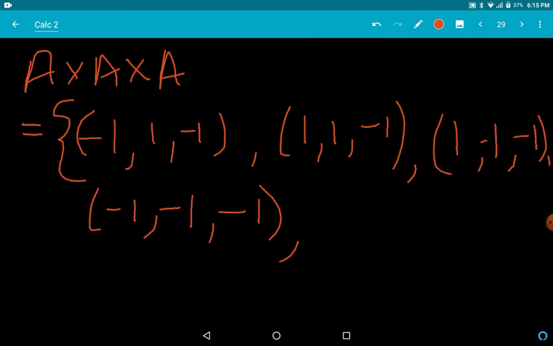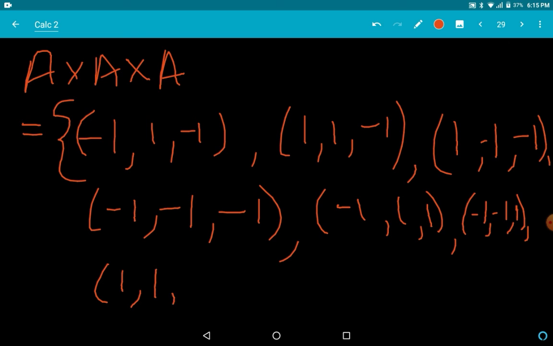So now we have to do it with just the other element, minus 1. So it will be minus 1, 1, 1, then minus 1, minus 1, 1, followed by 1, 1, 1, followed by 1, minus 1, 1. This is my A cross A cross A set. You understand everything? So I think we'll end the video today.